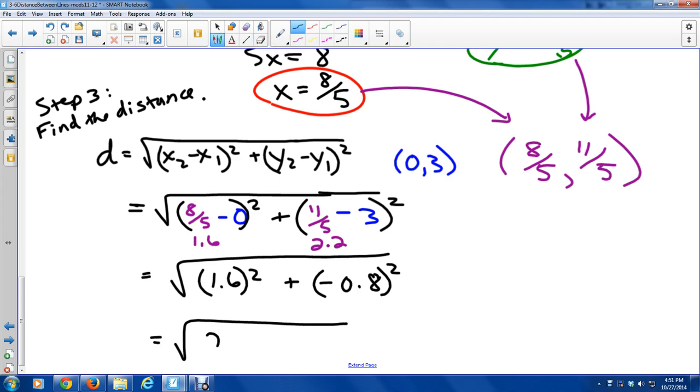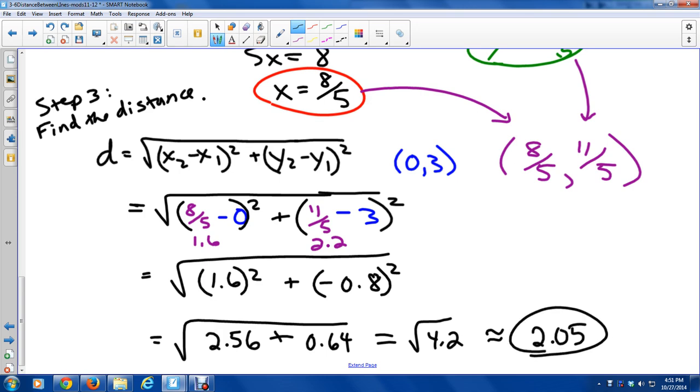2.56 plus 0.64. Remember, negative squared is a positive. Giving me a square root of 4.2, which is approximately, again, we can't get an exact answer, approximately 2.05 if I round it to 2 decimal places, or we can leave it as radical 4.2 would be the only way we could keep this in exact form. Not a nice way to rationalize this like we can with whole numbers.